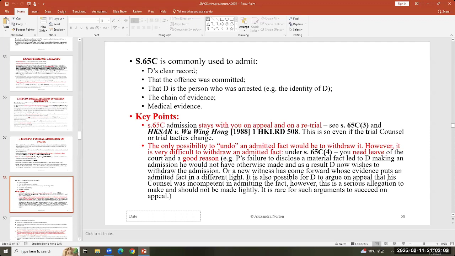So the admission stays with you on an appeal and a retrial, very difficult to undo. You need leave and a very good explanation. "I forgot, I got it wrong" is not going to be a good enough explanation to withdraw an admitted fact on appeal.